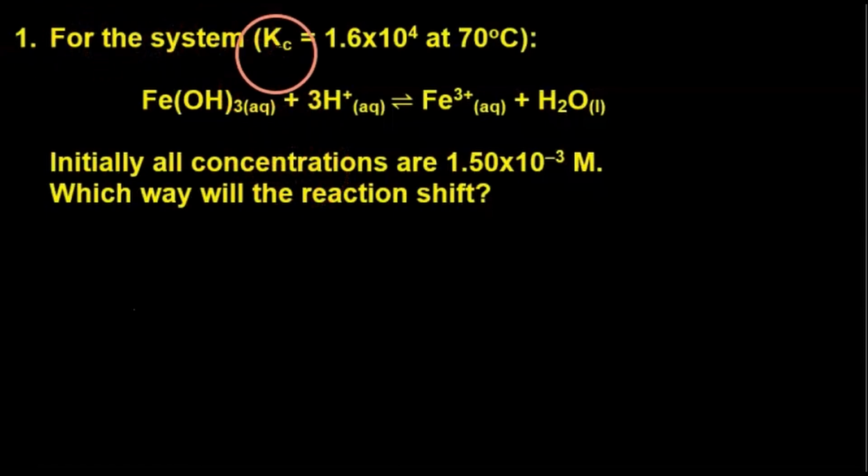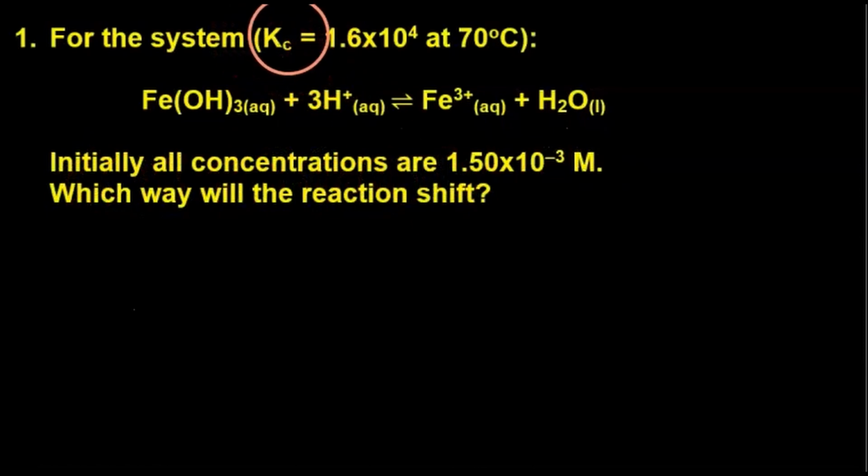So here we are, number one. For the system, we have this equilibrium constant, and it's an equilibrium constant because it's a capital K, and C means concentration, and it's specific to a temperature, here 70 degrees Celsius. We don't really care about that. Here's our equilibrium reaction, and you see these are aqueous solutions, which makes sense because we want a concentration here. Initially, all concentrations are 1.50 times 10 to the negative 3 molarity, which is moles over liters. The question is, which way will the reaction shift?